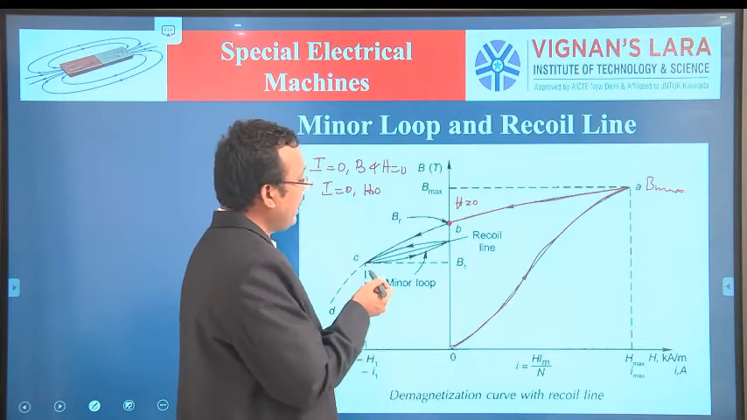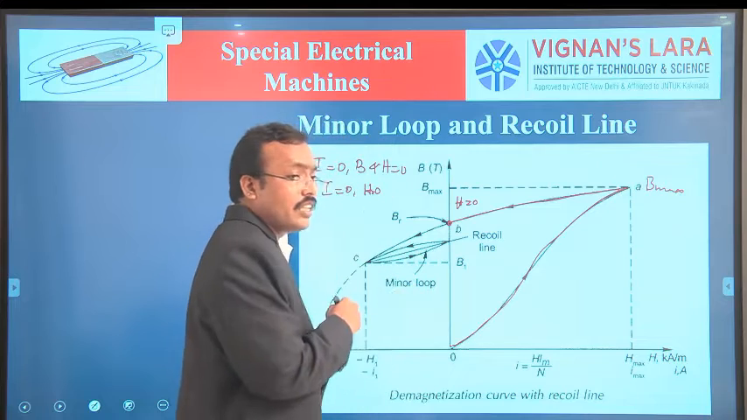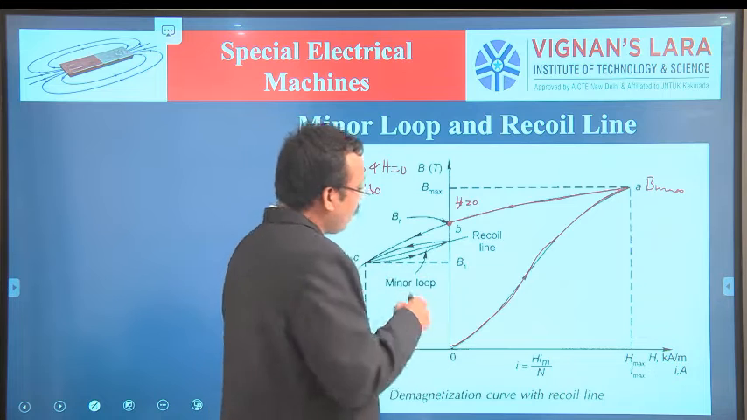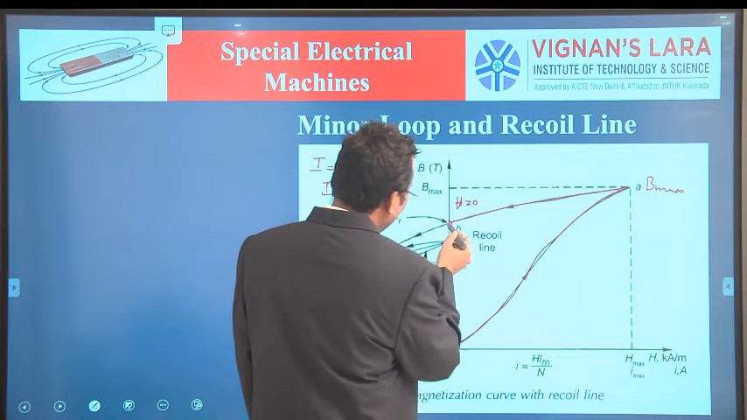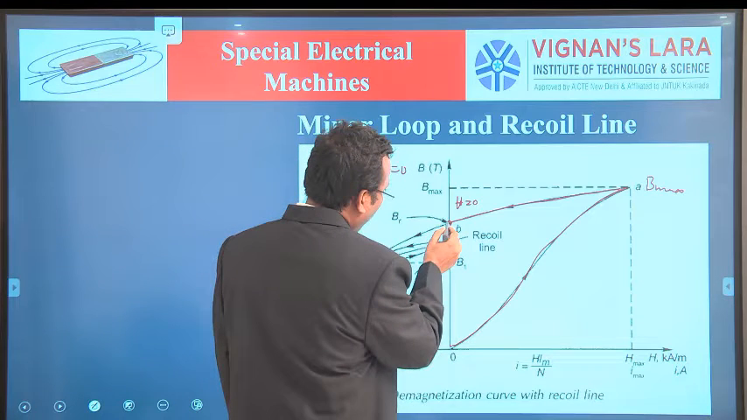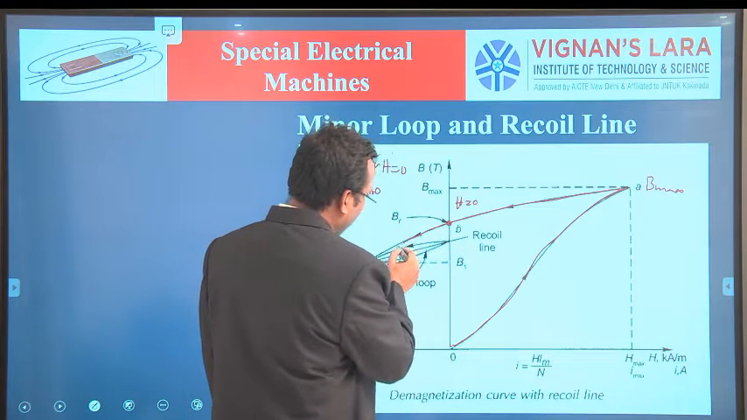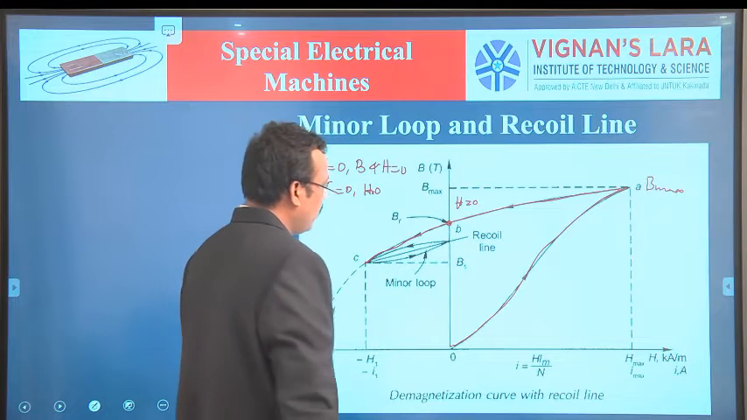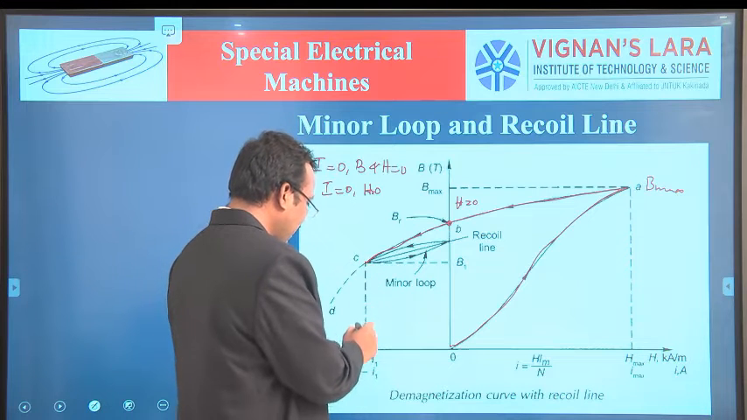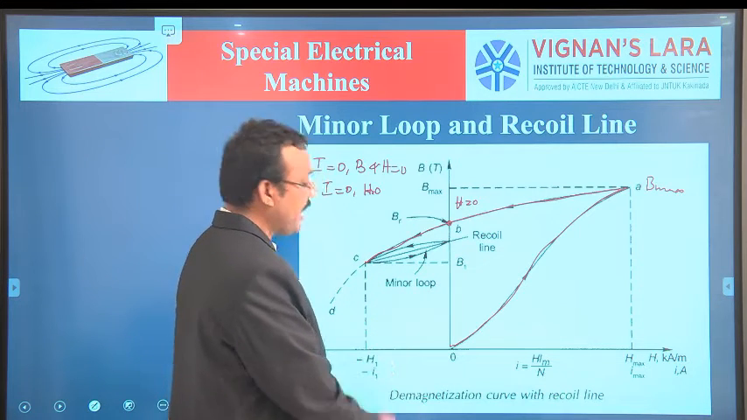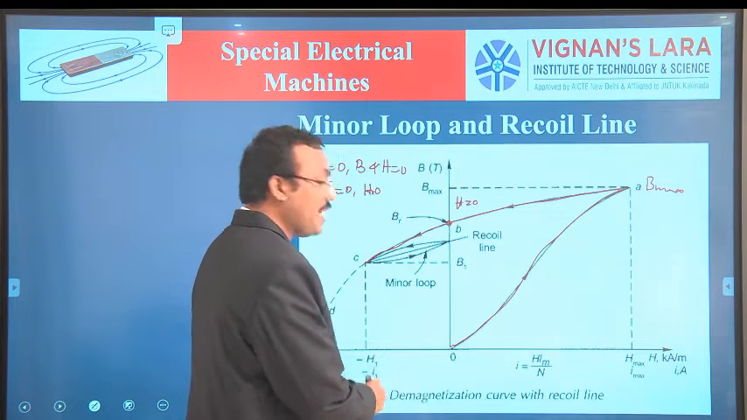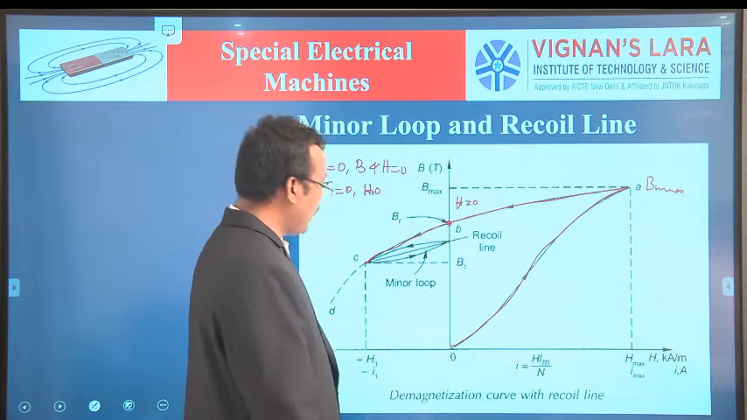Now see, the current is increased in the reverse direction. The current is increasing from 0 to the maximum value in the reverse direction. The path is following like this. It reached the point C. The corresponding point on the x-axis is called minus H1 or minus Hc. So the current is minus I1.